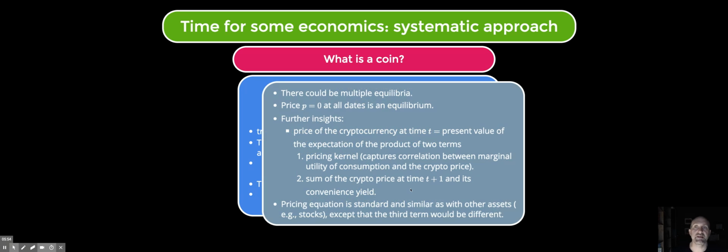Now, what we can see is that there could be multiple equilibria. For instance, the price P equals 0 at all dates is an equilibrium, and any model of cryptocurrency that I've seen so far satisfies that. But there could also be other prices. So the price of the current cryptocurrency is the present value of the expectation of the product of two terms. One is the pricing kernel, which captures the correlation between marginal utility of consumption and the cryptocurrency price. And the second is the sum of the crypto price and its convenience yield.